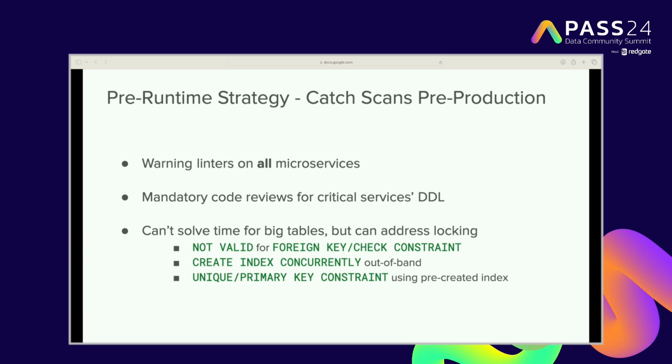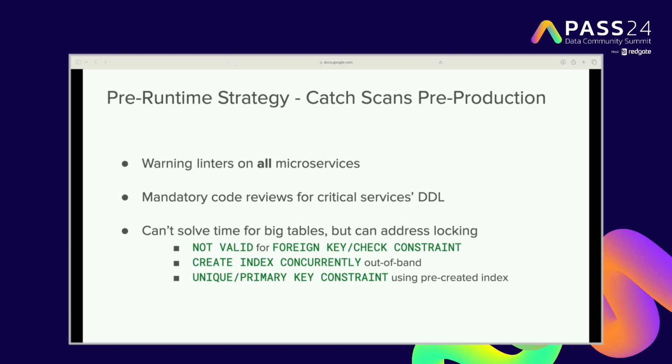But catching things in production is kind of too late. You don't want to find out that things are going to time out in production. So we also have a pre-runtime strategy. We want to detect all these table scan scenarios early on in our pipelines. So we add warning linters for DDL generated by all our microservices.